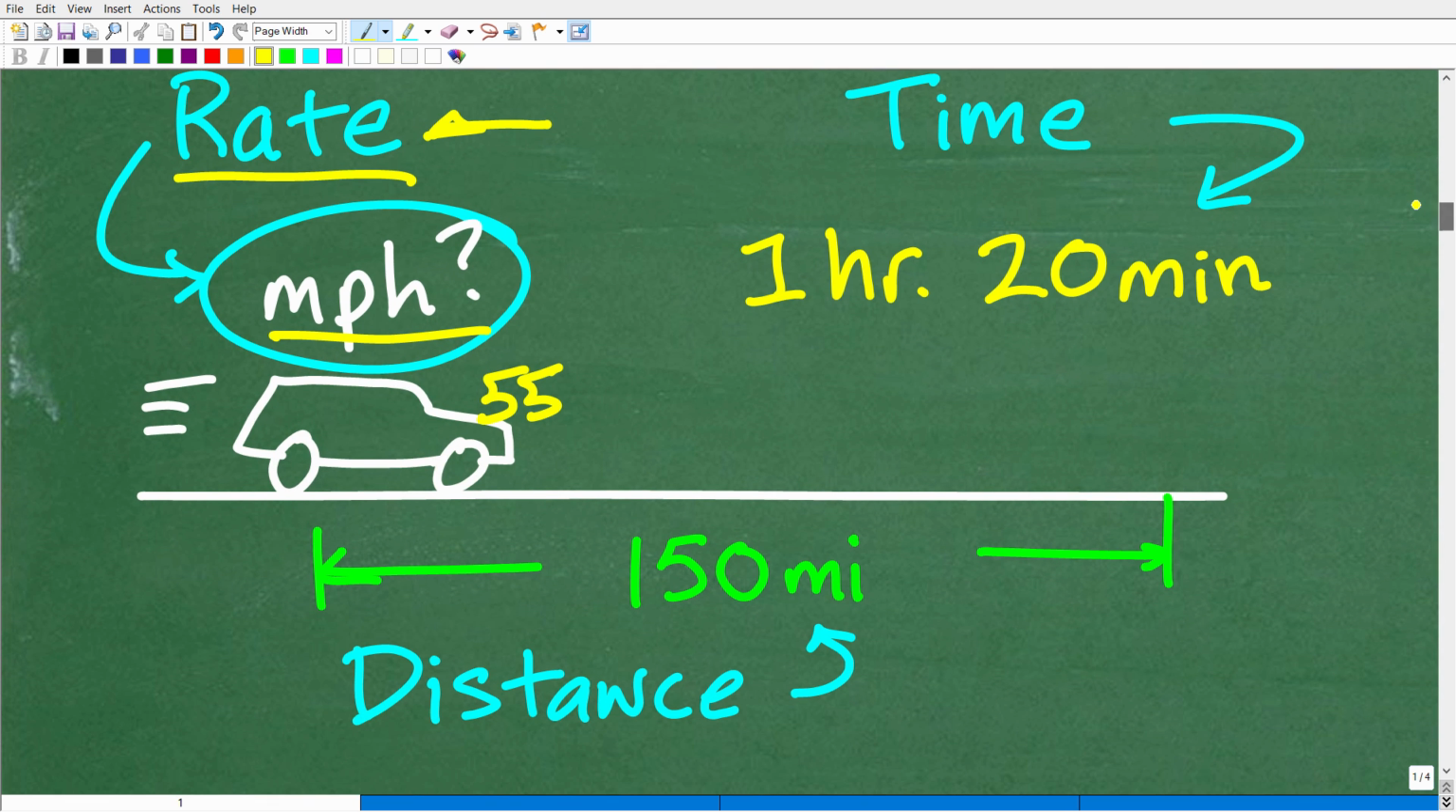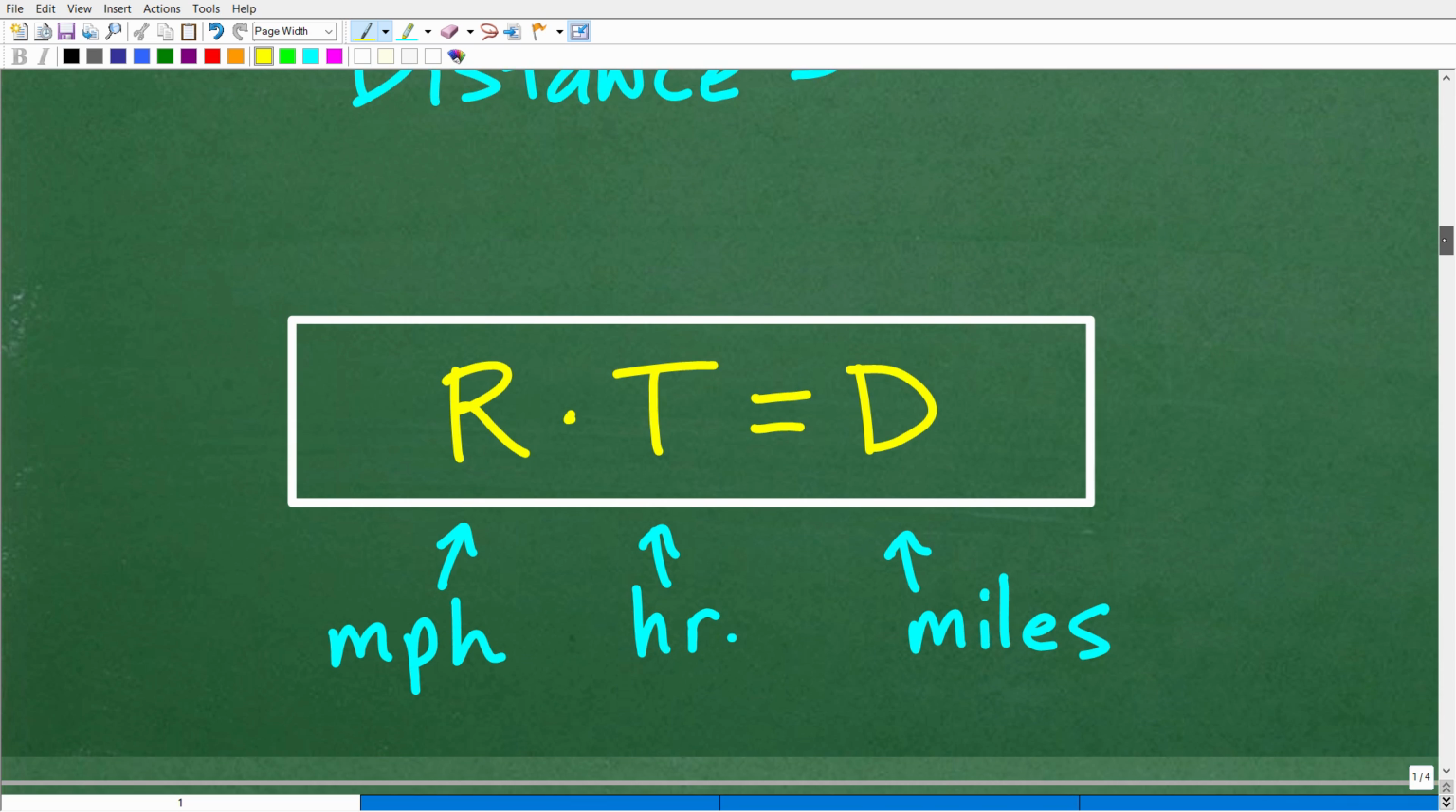So here we have a vehicle, we want to know the rate of it, or the speed, in miles per hour, and we have time and we have distance. So we need a formula that gives us a relationship between rate, time, and distance. And here is the formula that you need to know: rate times time is equal to distance. You absolutely 100% need to know this formula.